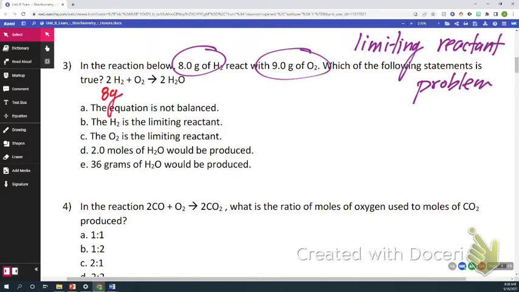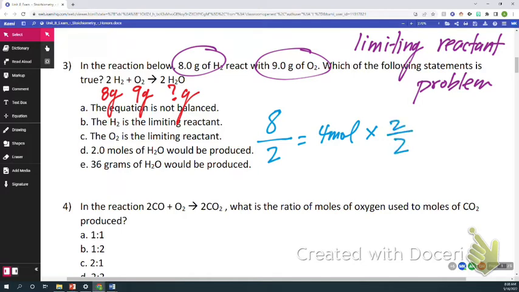You have 8 grams here, you have 9 grams here, and the question is how many grams, okay? That's not the question. They want you to choose from these things, like what's limiting. Again, I change it to moles, which is going to be 4 moles. Because molar mass of H2 is 2, 4 moles, and then ride the train, which is 2 over 2, which is, again, 4 moles of H2O.